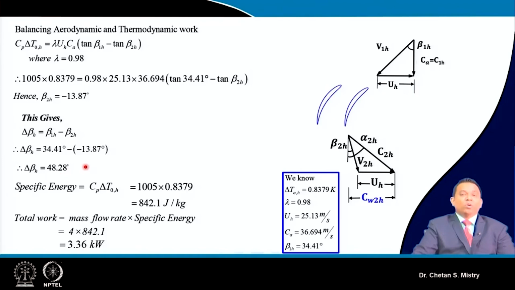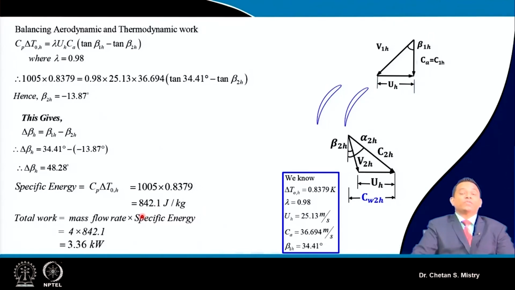Okay, now the same way we have done the calculation for the specific energy, we can write it as Cp delta T0. We can do our calculation. It says this is coming 842.1 joule per kg. We can calculate what will be our total work requirement at the hub station.